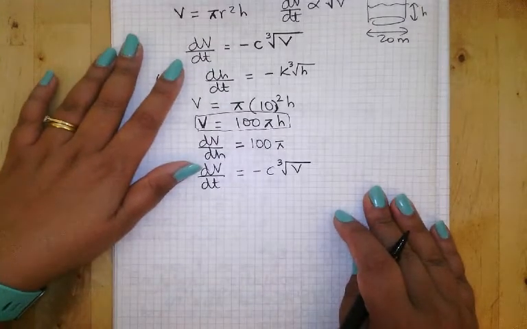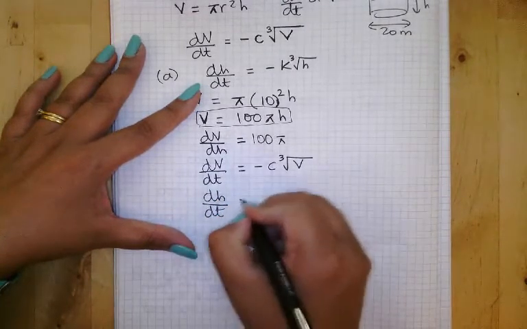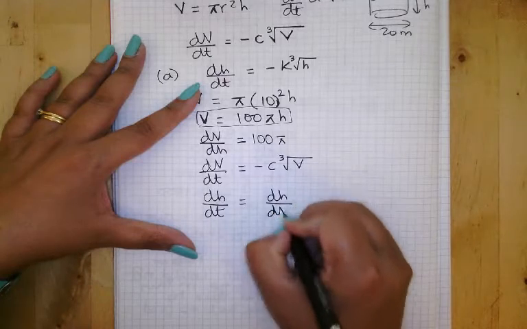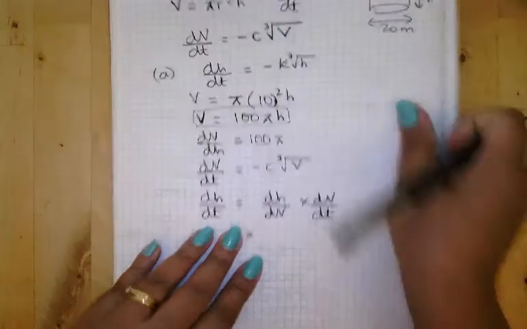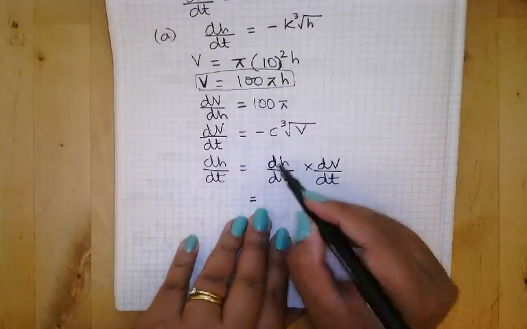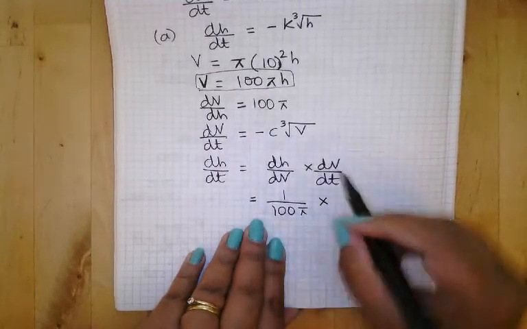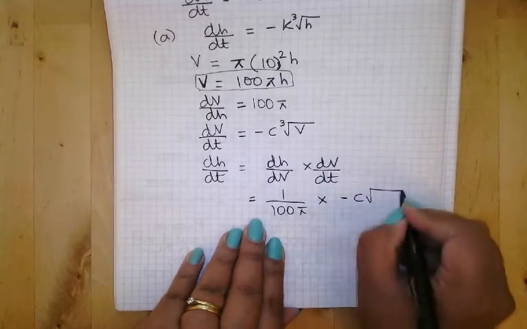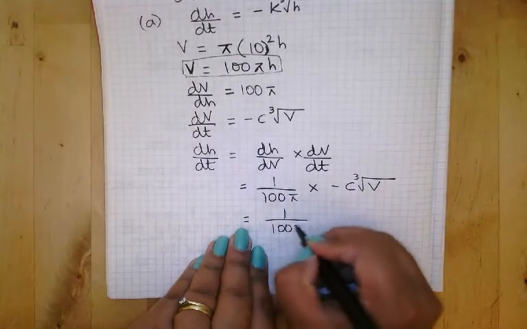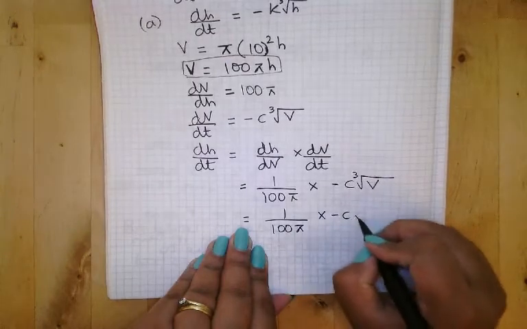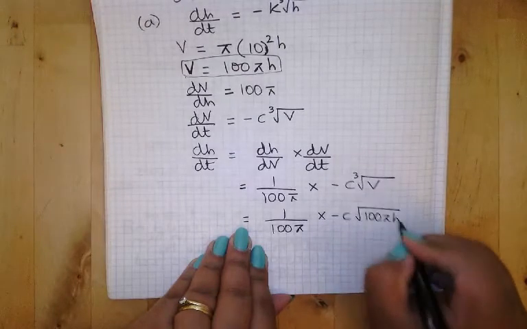And what am I trying to find? I'm trying to find dH by dt. So dH by dt is going to be dH by dV times dV by dt. And that is going to be, so dH by dV is just the reciprocal of this, which is 1 over 100 pi, times dV by dt, which is minus C root V. And I need to substitute the value for V in here, and our V is 100 pi h, so 100 pi h cube root.